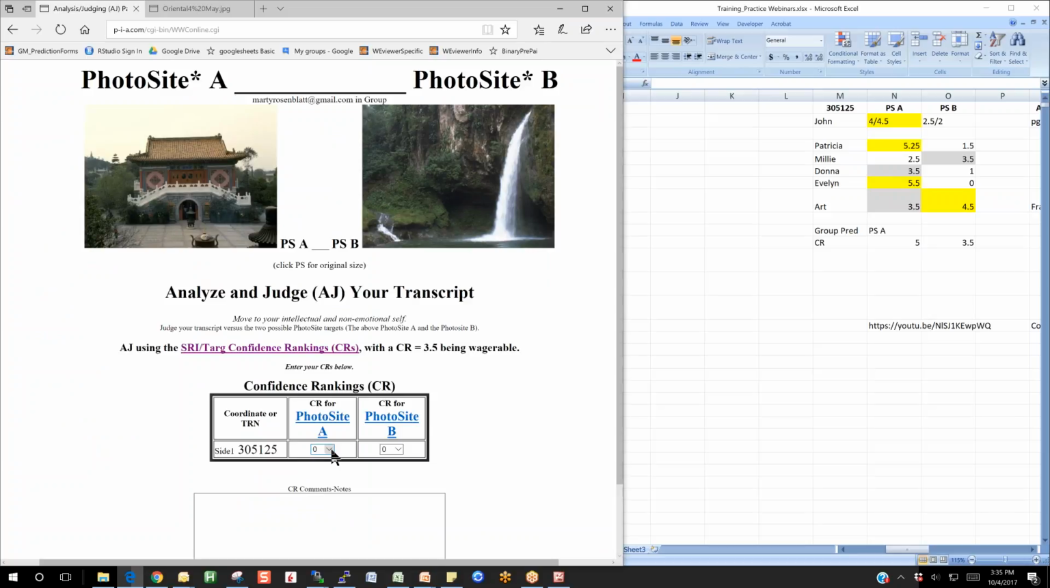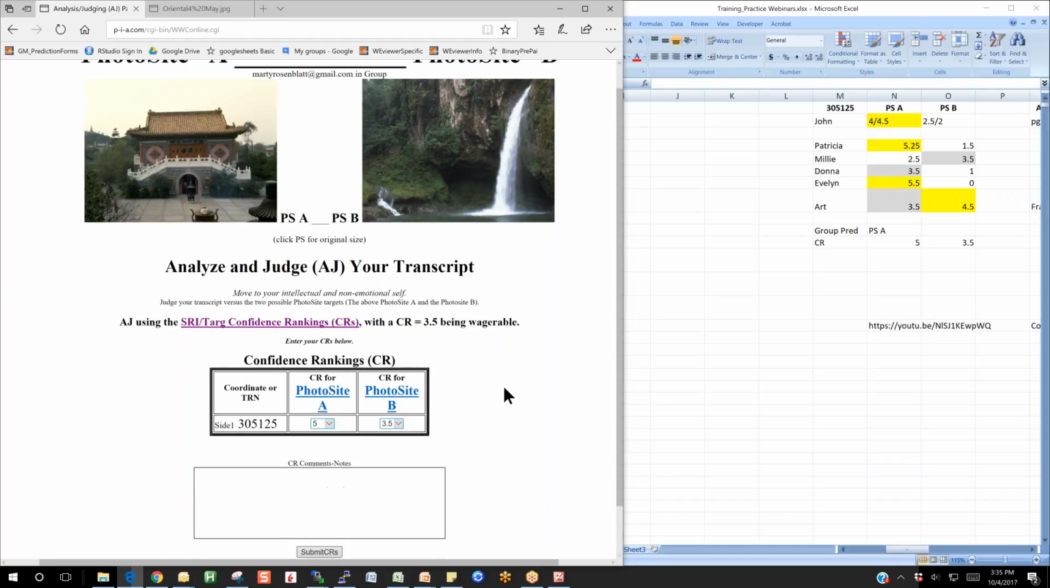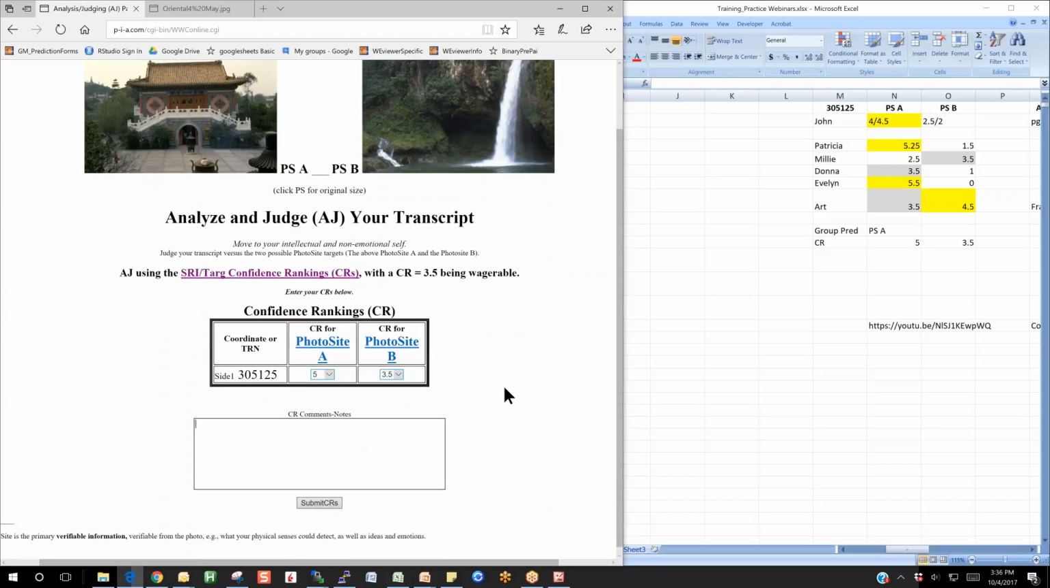And so photo site A, we said was a 5. Photo site B is a 3.5. And then you simply put in comments. And notice we don't know if the answer is yes or no to the question, but we do know it's whatever is associated with photo site A.